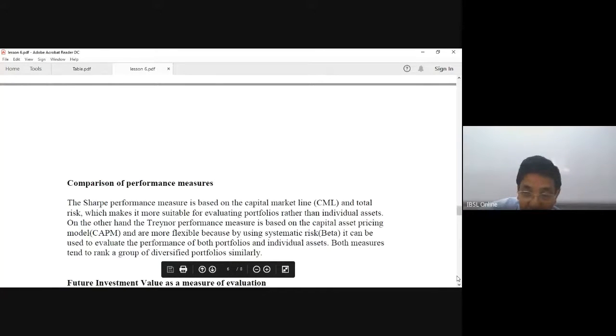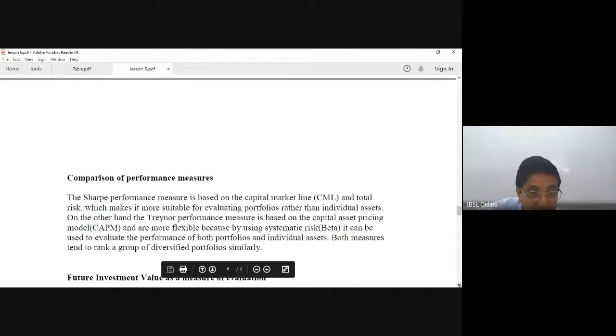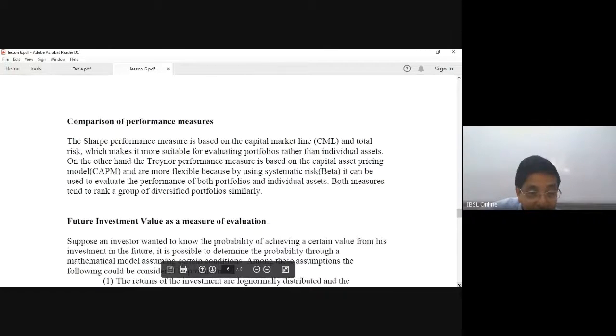Now, this comparison of performance measures would be very important here. The Sharpe performance measure is based on the capital market line and total risk, which makes it more suitable for evaluating portfolios rather than individual assets. So now you can get a certain idea with regard to the applicability of this Sharpe performance measure for the portfolios.